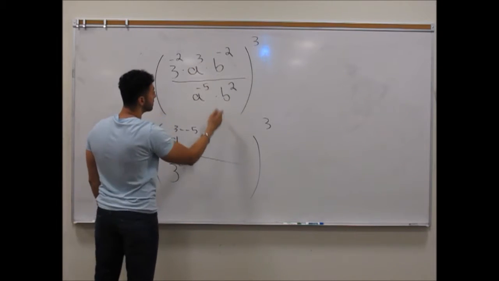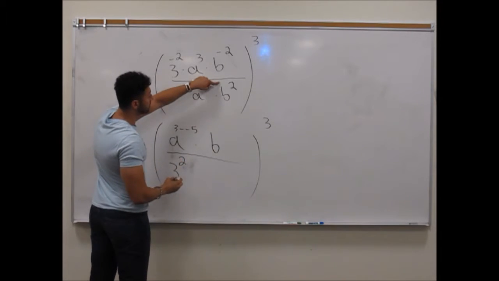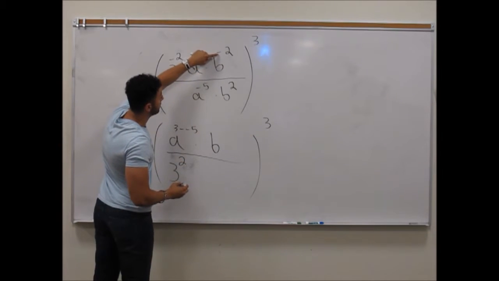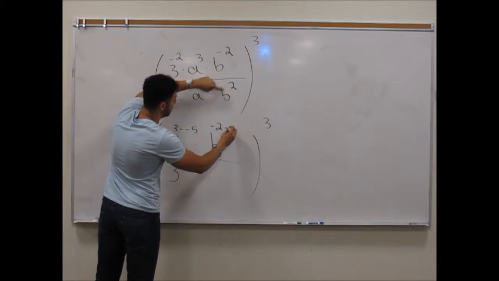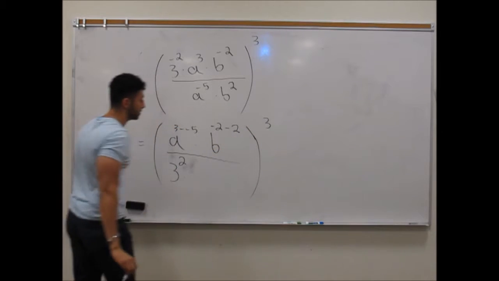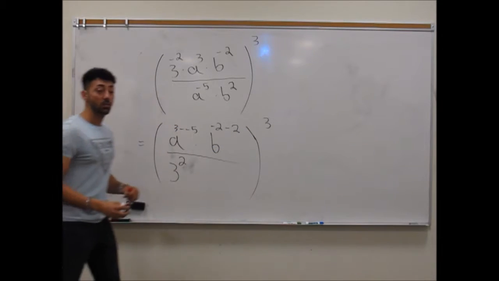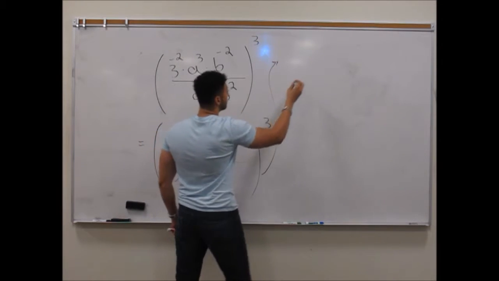Moving on to the B's. I notice that it's the same base again. So I'm just going to write it once. And division's happening, so I'm going to subtract the exponents starting from the top. So negative 2 minus a 2. And this is all inside the parentheses, right? So that would be my approach to doing this. So let's move this guy on up here.